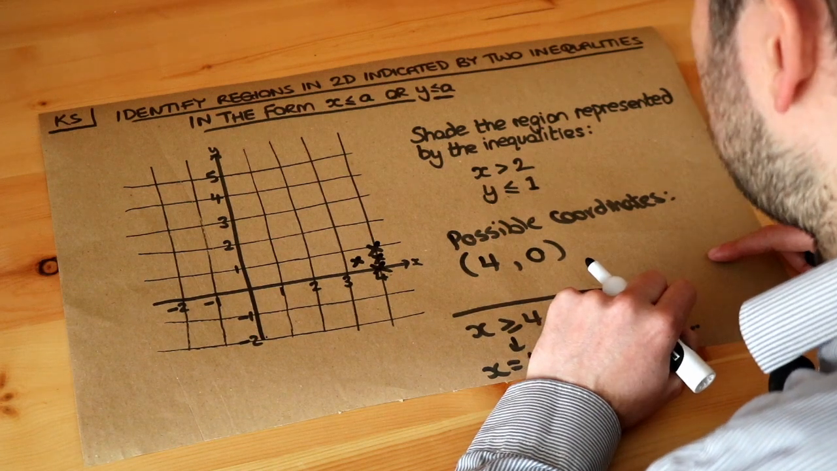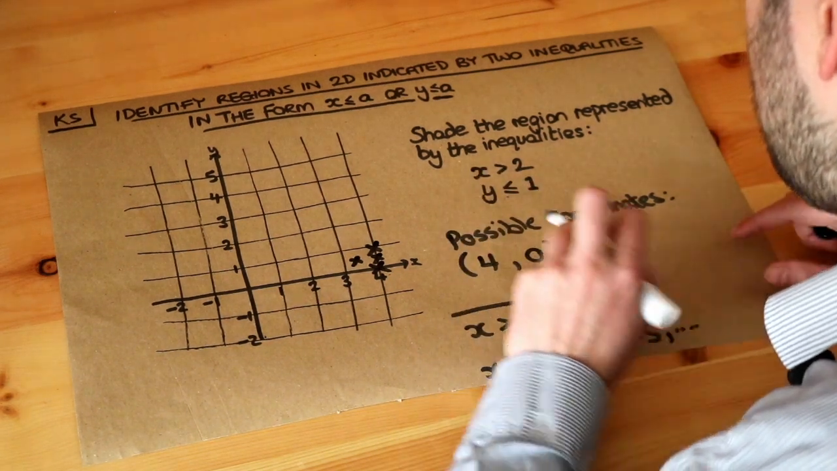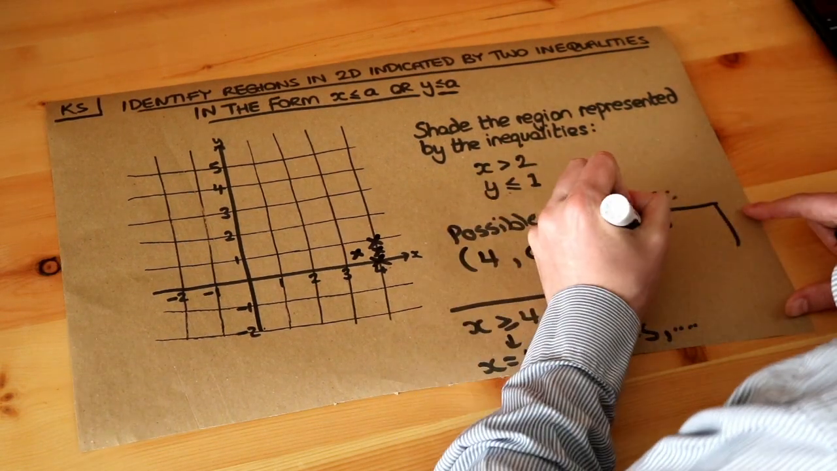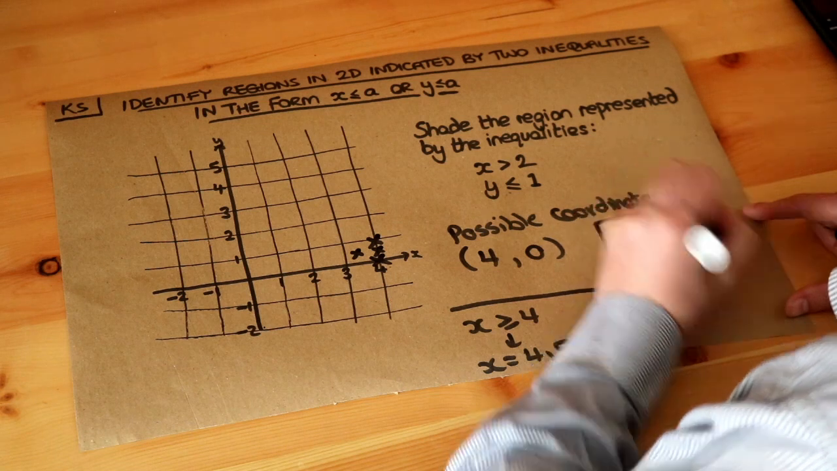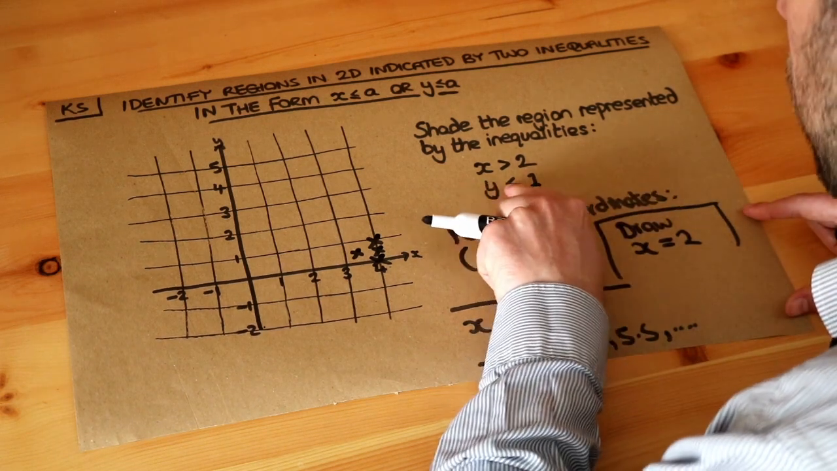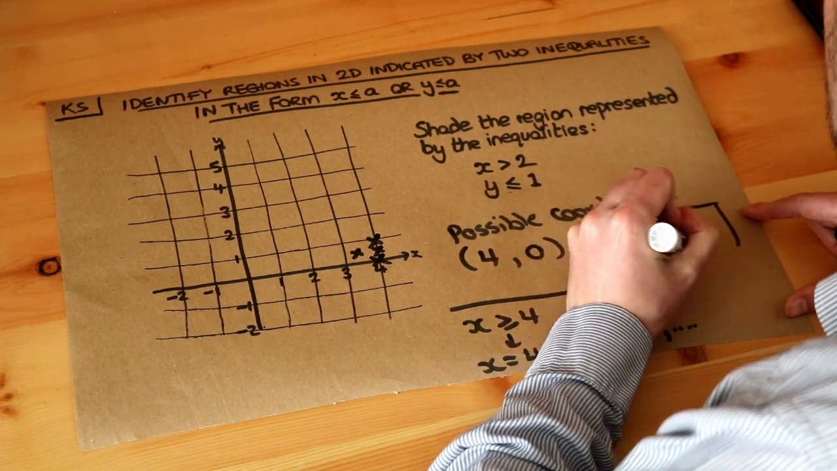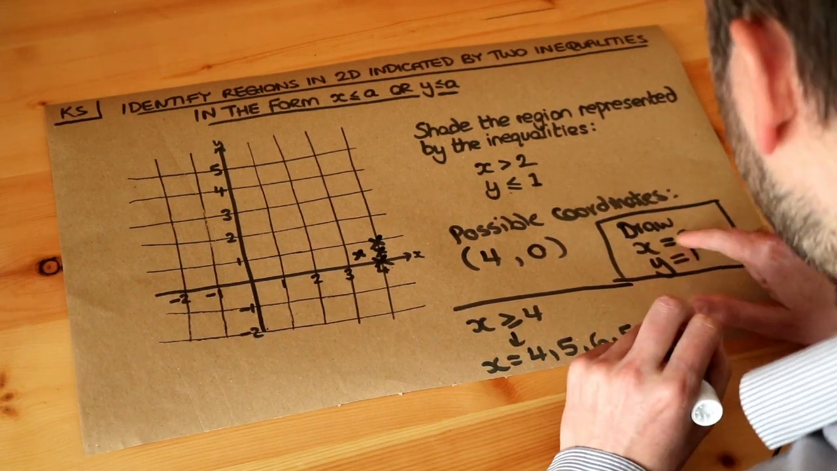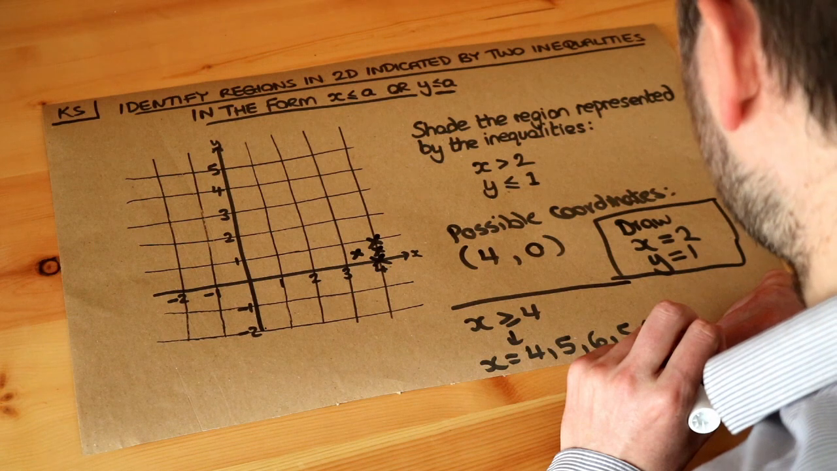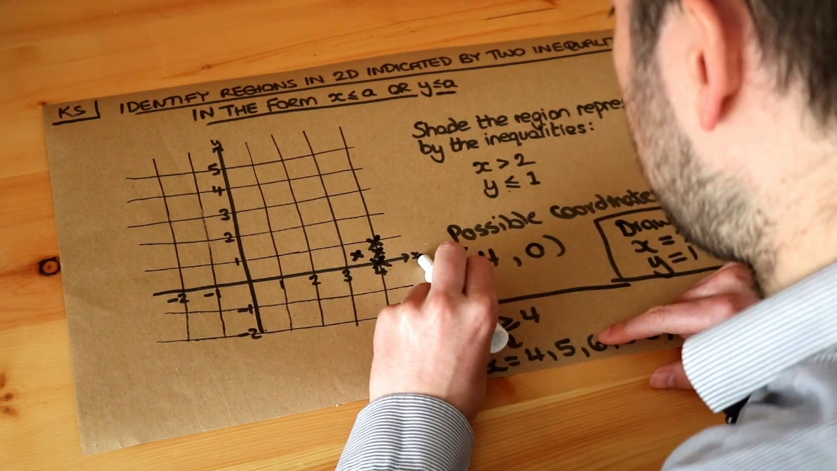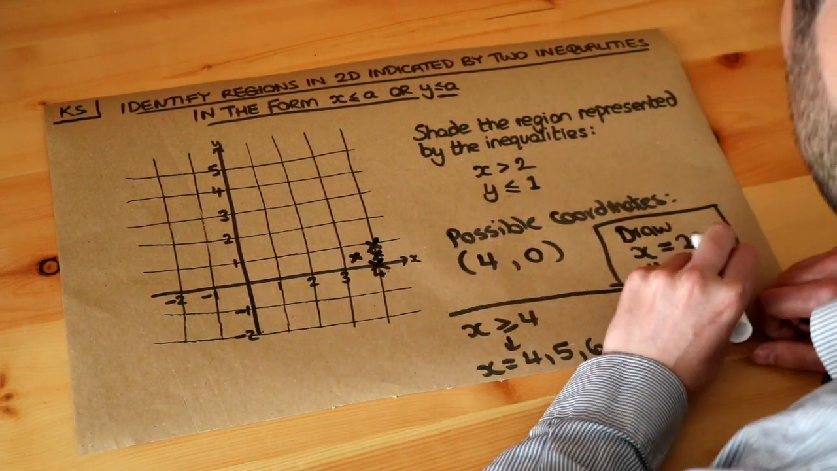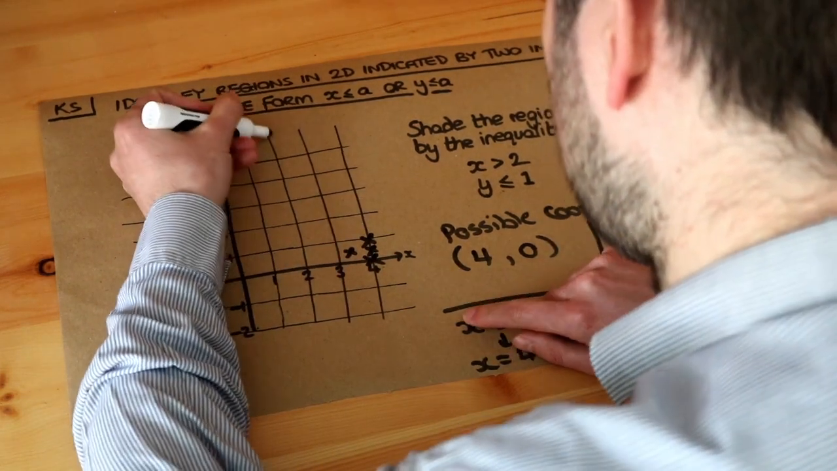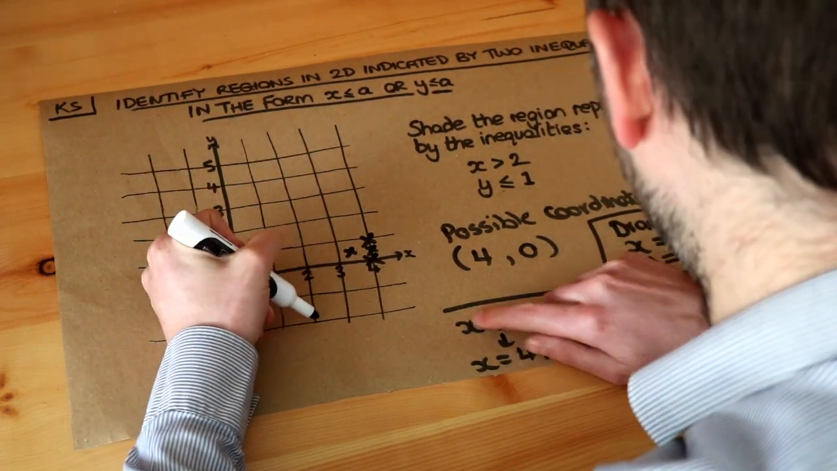Now the way we can do this is to sketch each of these lines. So let's first draw x equals 2, so we're just going to ignore the inequality symbols first, and y equals 1. Now we saw how to draw lines like that before. x equals 2 is just a vertical line that cuts the x-axis at 2. So it's going to go through this and cut the x-axis at 2.